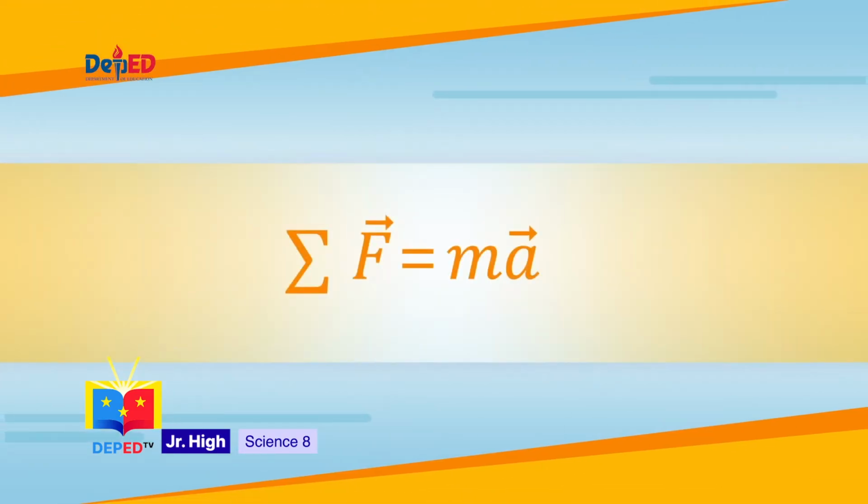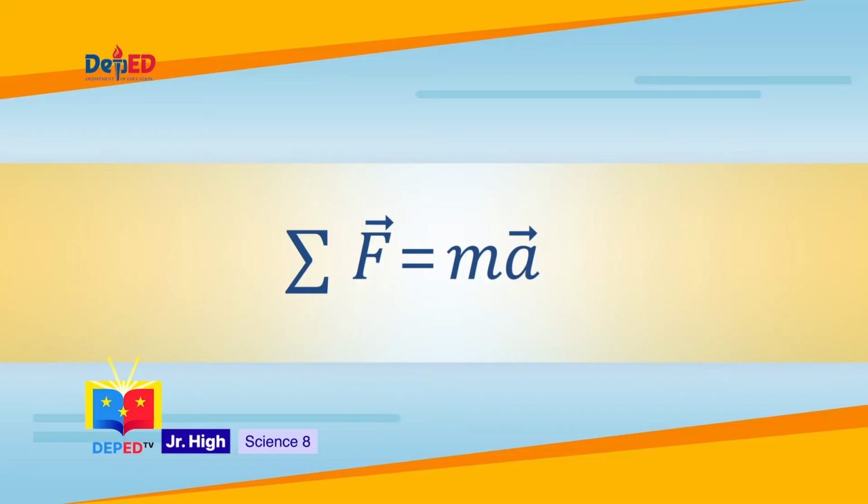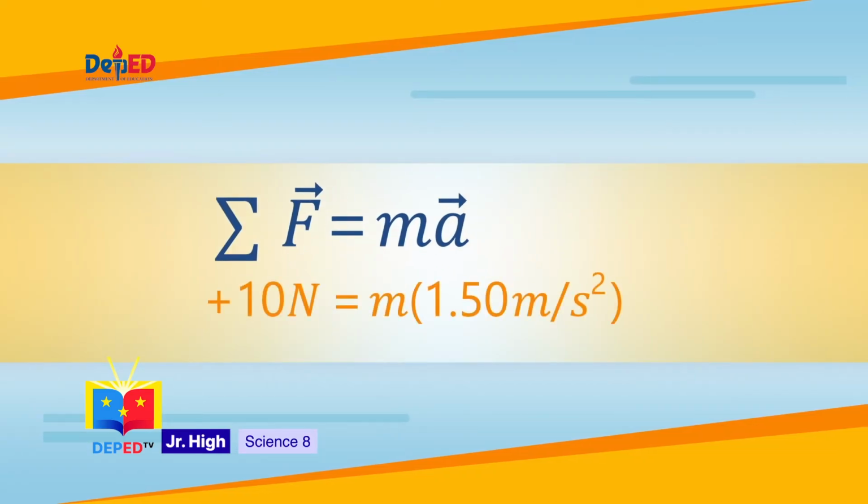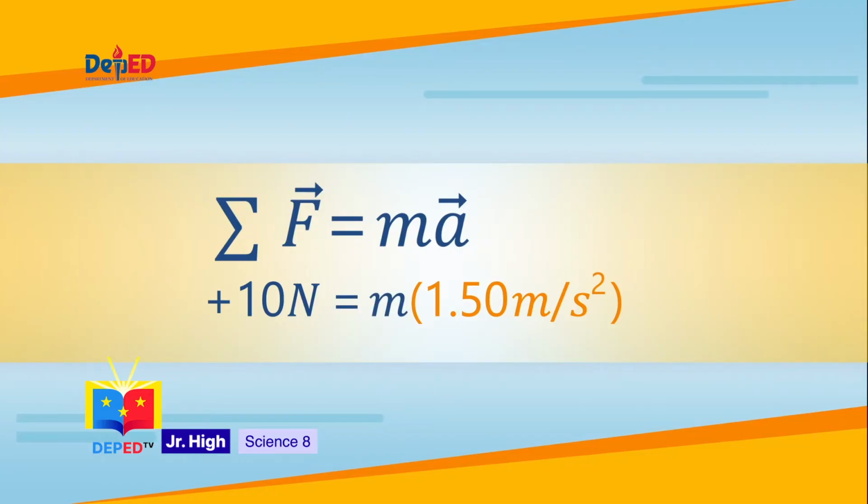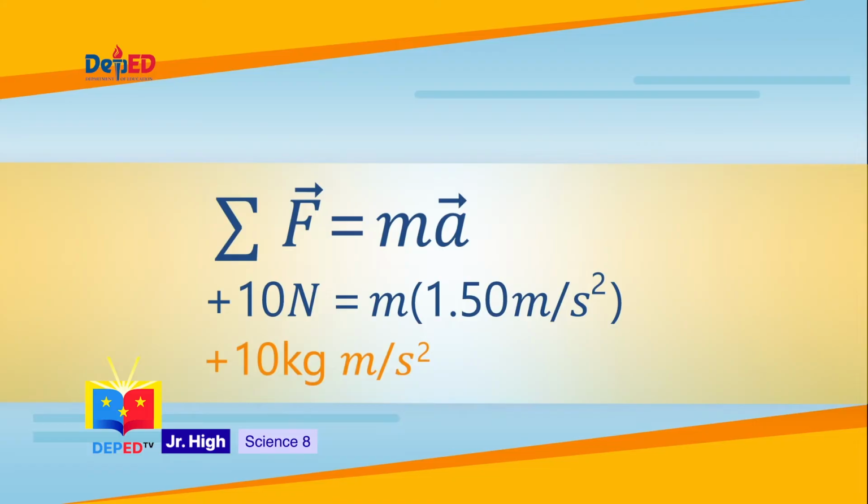Now we are ready. Let's write the equation. Net force is equal to mass multiplied by acceleration. Then we plug the given into the equation. Positive 10 newtons for the net force. We'll leave mass since it is the one we have to look for. Then acceleration is 1.50 meters per second squared. We again have to express newton into its equivalent, and that makes it 10 kilograms meter per second squared.